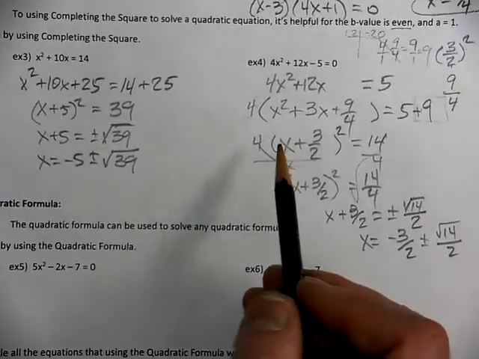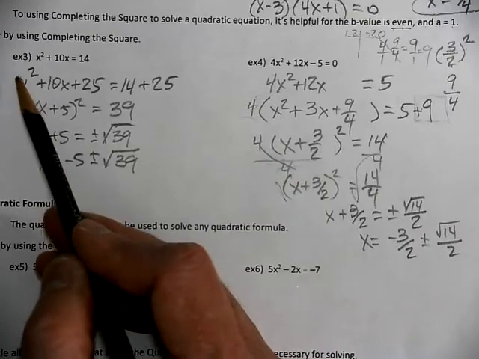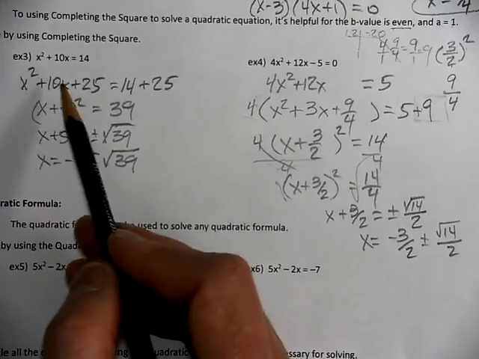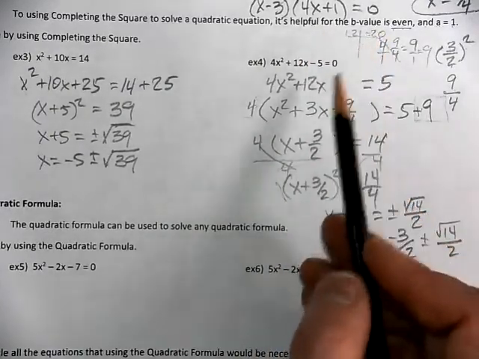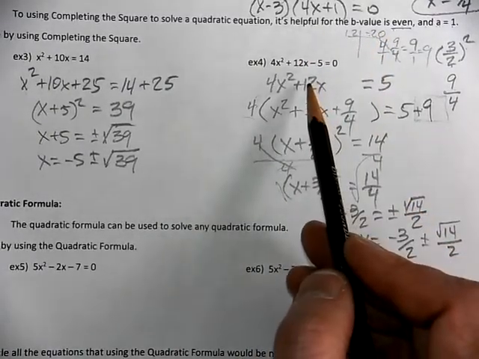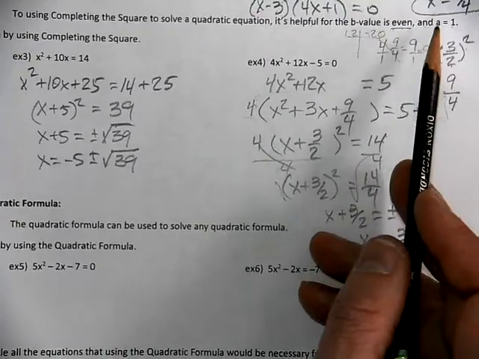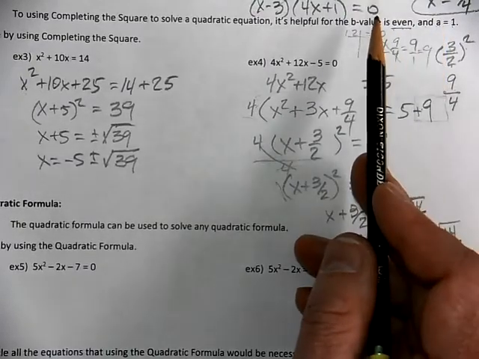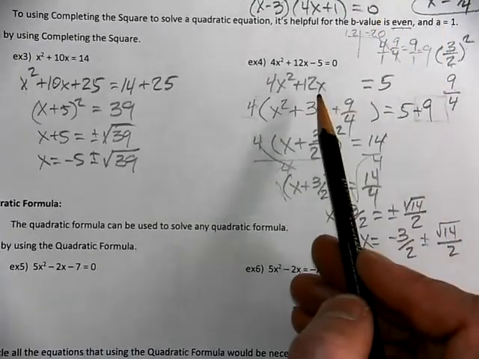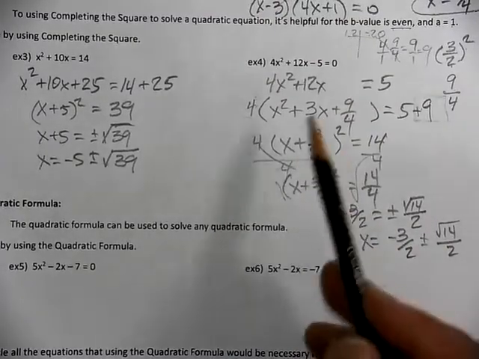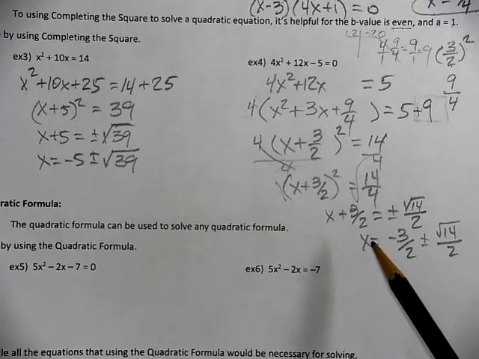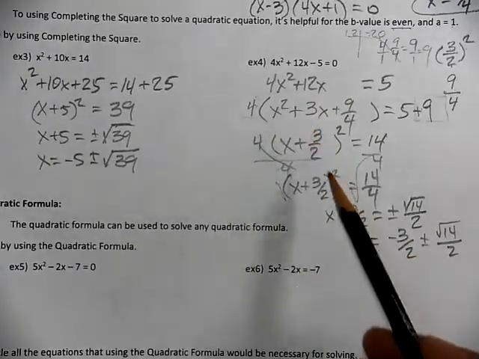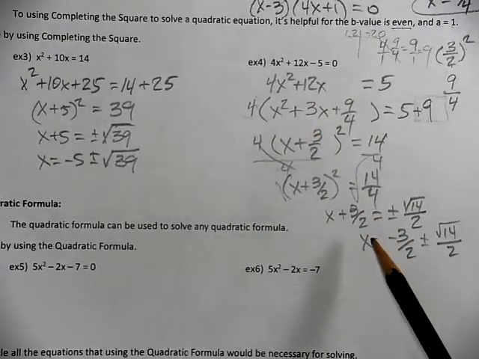But completing the square works really well when the a value is 1 and the b value is even. That's what we set up here. Over here we had pretty much the opposite. We had an a value not being 1 and we had a b value that wasn't even. It was still doable. You could still do the math. It makes it a little bit more challenging. Typically we would consider that not a great one to complete the square for.